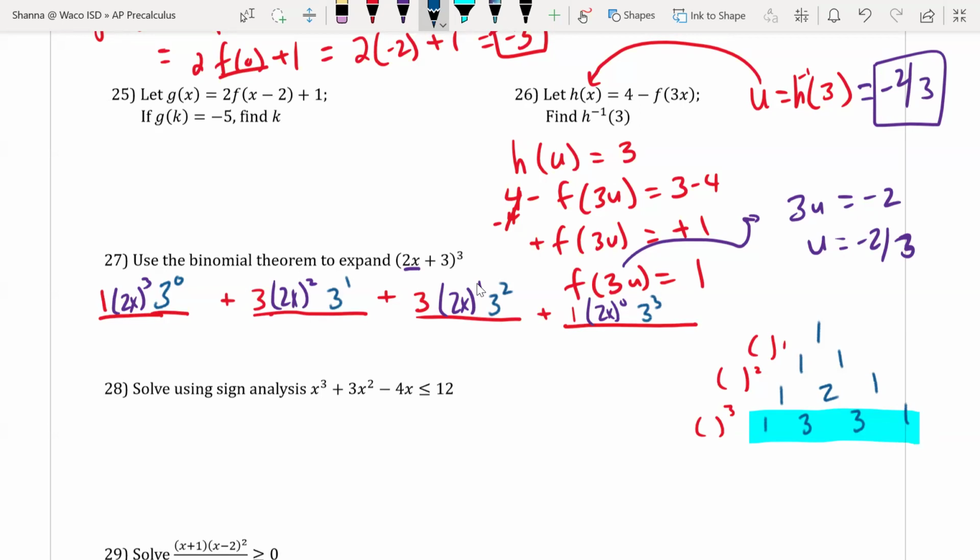And then you clean it up. So multiplying the first one. So our first term here, we have 2 to the third is 8. 3 to the 0 is 1. So we're just left with 8x to the third. PEMDAS. Exponents first, right? On to the next one. 2 squared is 4. 4 times 3 is 12 times 3 is, so 36x squared.